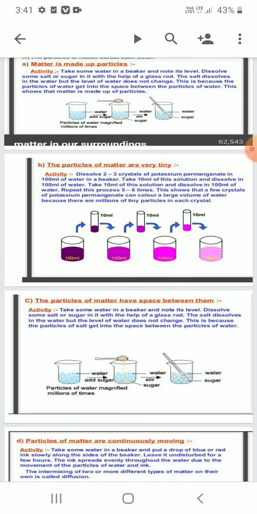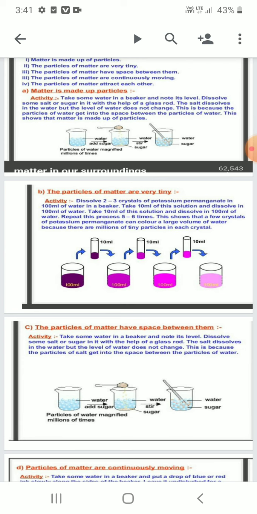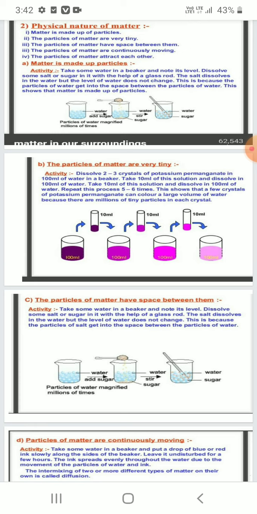Then, in another beaker, take 10 ml of this solution from the first beaker, as you can see there, and dissolve it in 100 ml of water. To that you again add water; you dilute it again. What happens? You can see the color of the first beaker and the second beaker changes.